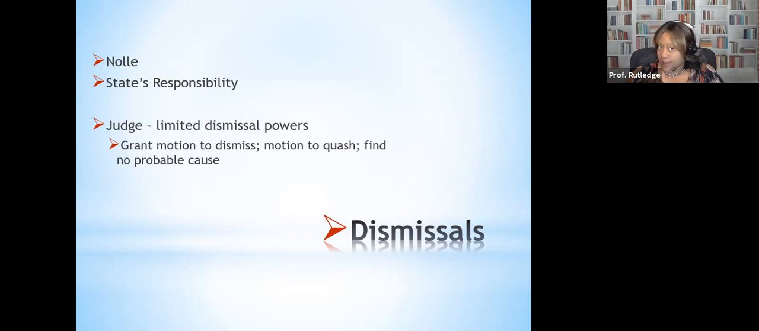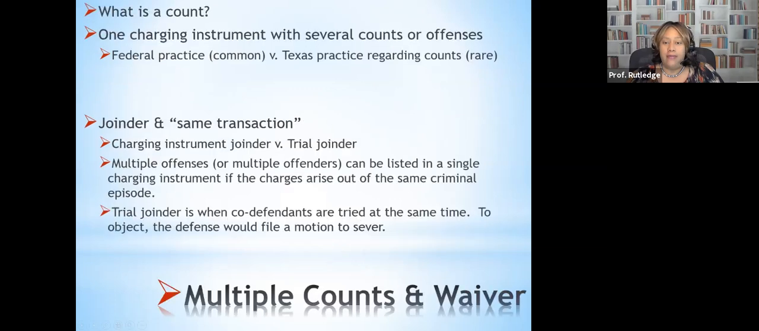They used to be able to, back in the day, but they changed the law and they reminded us that it's the state that brings the case. It's the state who needs to move to dismiss. As a judge, I can certainly find that there's no probable cause. I can find that evidence needs to be suppressed. I can grant a motion to dismiss or a motion to quash. But it's the state's responsibility to fill out that nolle.